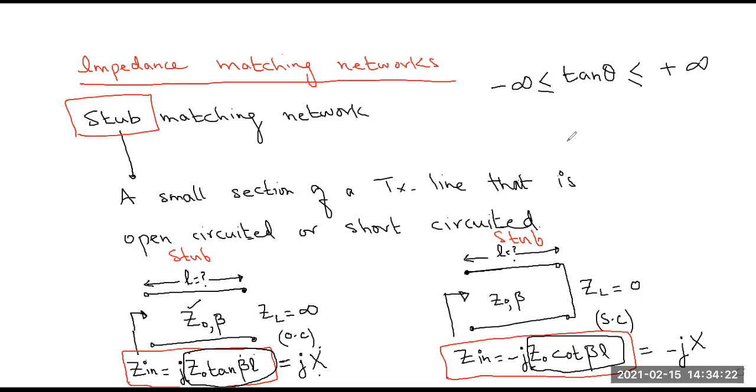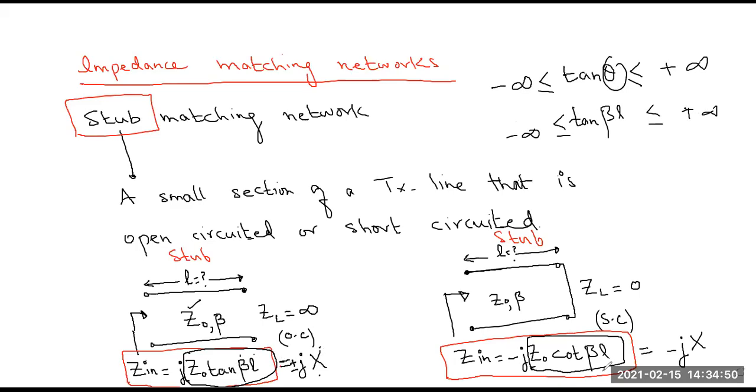So it means this tangent, in our case, this theta is beta, so this function's value will also vary from minus infinity to plus infinity. So it means the value that you will get, x, can be positive as well as negative. So let me write it over here. This number can be plus jx, it can also be minus jx.